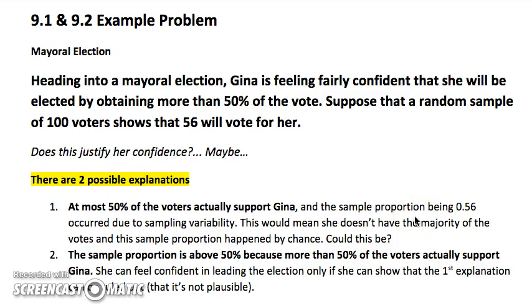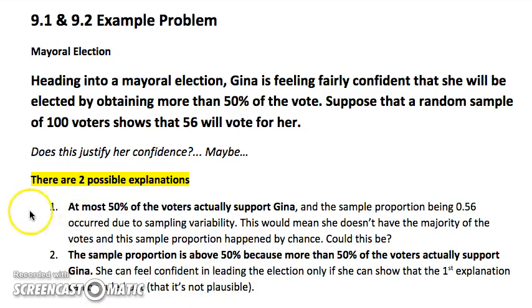Okay, here's an example involving a mayoral election. Gina feels that she's confident she'll be elected by obtaining more than 50% of the vote. Our random sample of voters shows that 56% will vote for her. Should that justify her confidence? Meaning, does that prove she has a majority? So there are two possible explanations. One, at most 50% of the voters support her, and we had this just due to sampling variability; we happen to pick more supporters in our SRS.